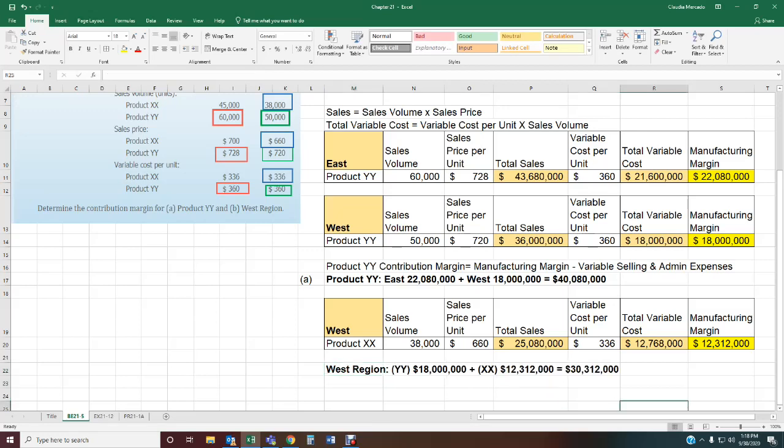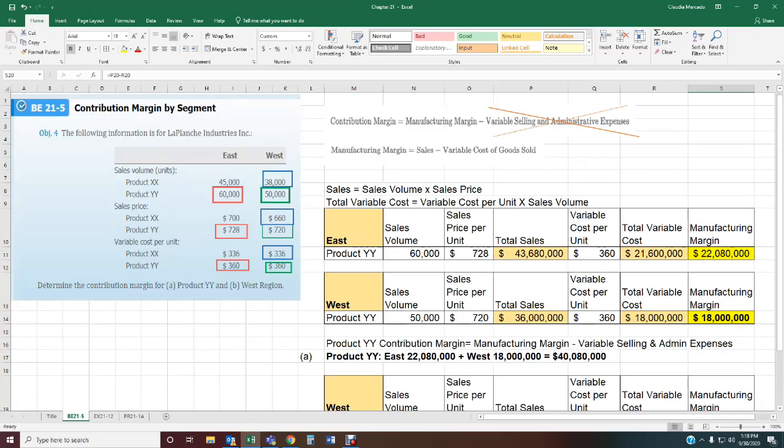So my West region is going to be the addition of product YY, which is my 18 million that I calculated over here. And then I'm going to add the same West region for product XX. That's going to give me 12,312,000. Now I can get the total cost for both of my products for the West region, and that's going to give me $30,312,000. So that is how I set up the problem. That way you could figure out how to calculate your different components and work off of that based on the information provided.